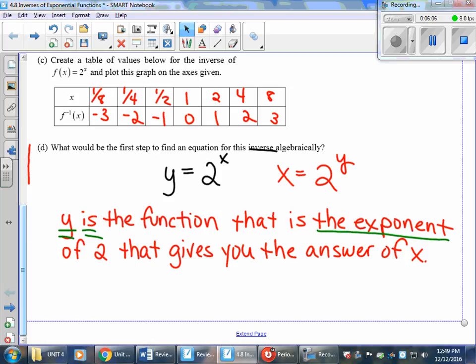So we need another way to define y, because we can't write that down every single time we want to find the inverse of a function, an exponential function. So we're going to find a different way to write that down. So write this down, write what you need to, pause the video, and meet me on the next page.